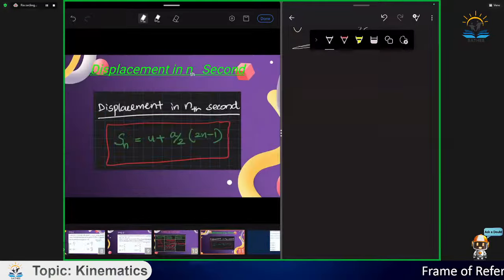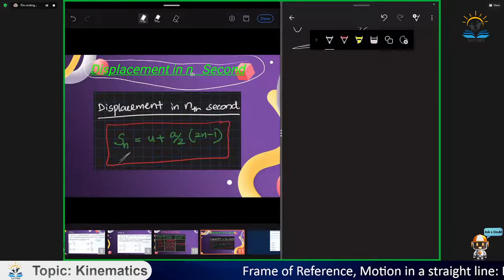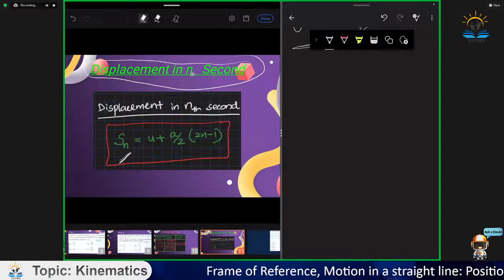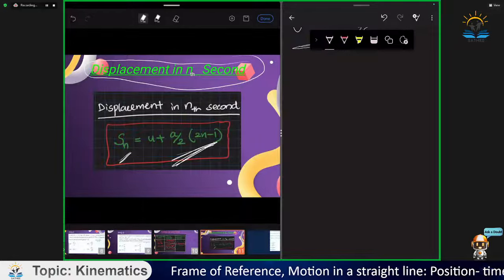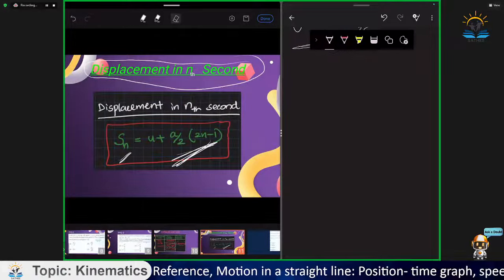And displacement in nth second. Displacement in nth second, we have a formula. Displacement in nth second, s nth is equal to u plus a by 2 into (2n minus 1).